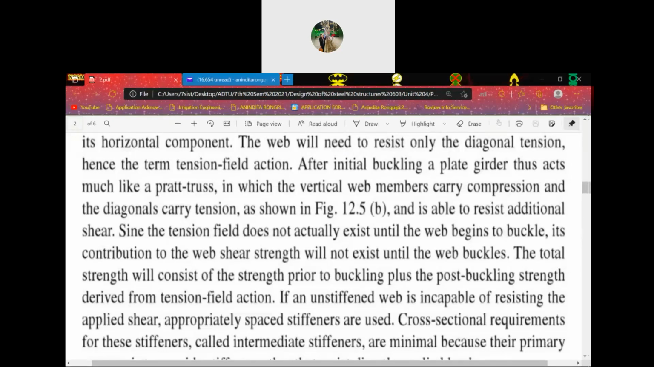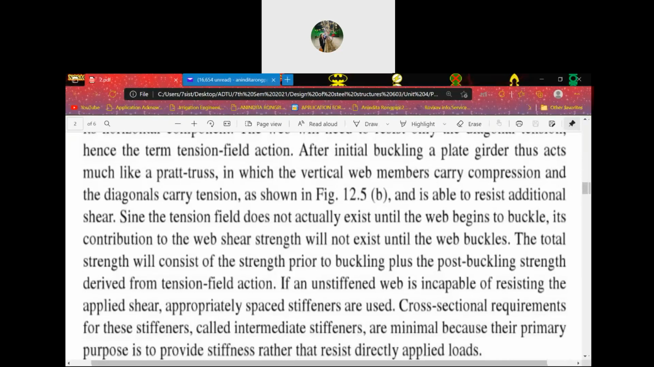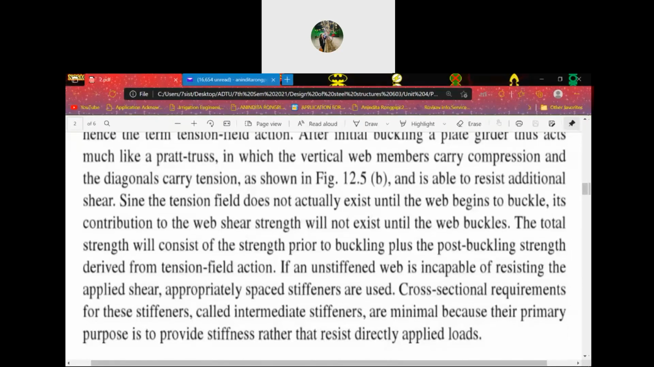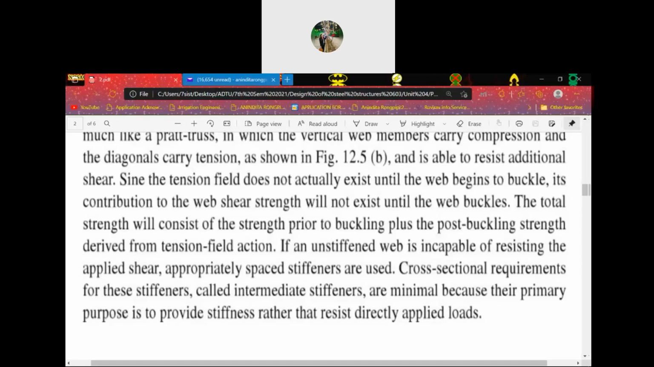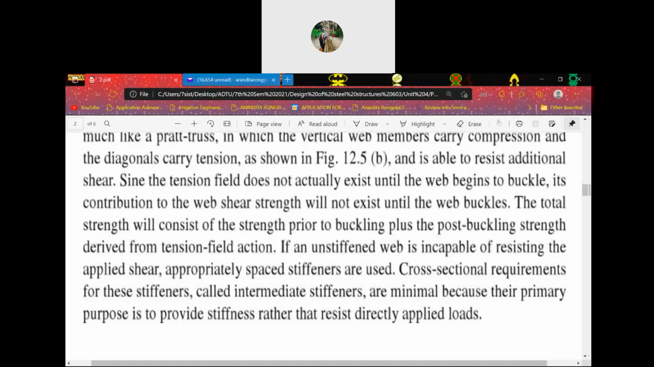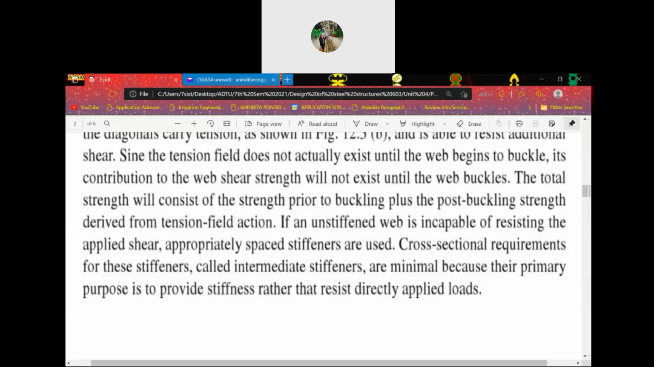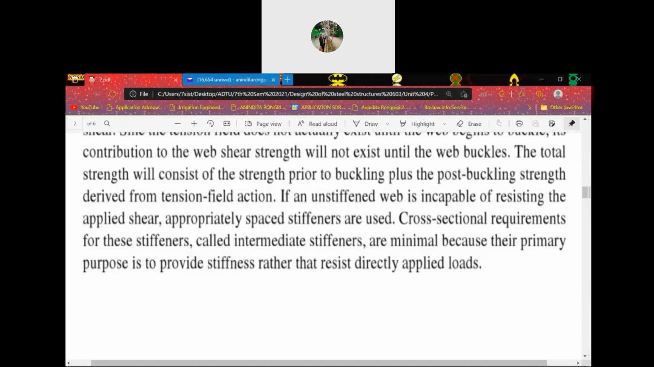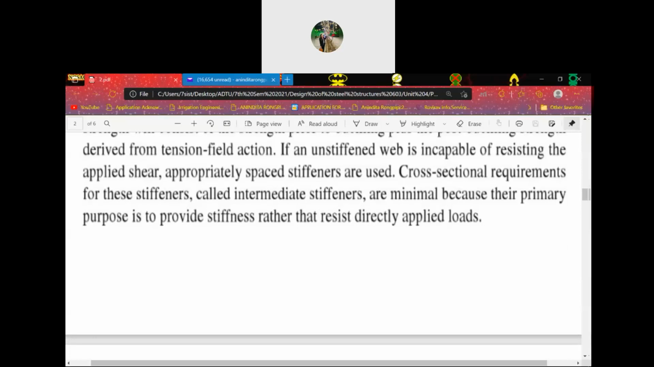The tension field does not actually exist until the web begins to buckle, and its contribution to the web shear strength will not exist until the web buckles. Hence, the total strength consists of the strength prior to buckling plus the post-buckling strength derived from the tension field action. An unstiffened web is incapable of resisting the applied shear, so appropriately spaced stiffeners are used. The cross-sectional requirements for these stiffeners, called intermediate stiffeners, are minimal because their primary purpose is to provide stiffness rather than resist directly the applied loads.